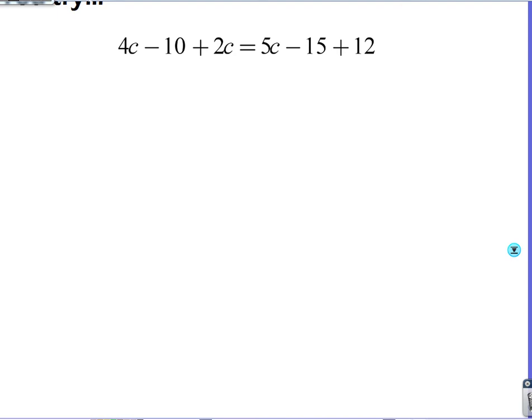Step number 1, remove parentheses, check. There are none. Step number 2, anything that is a C, move to one side. Anything that is not a C, move to the other side. Combine all like terms. Help me with that. Is it Kirsty?